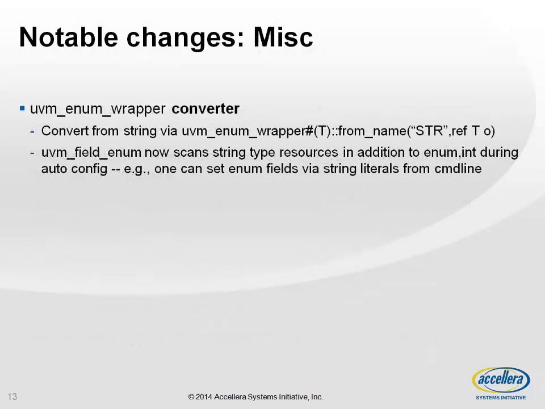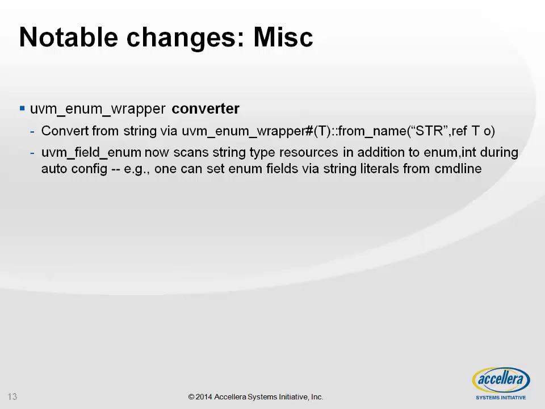There's an additional class called a UVM enum wrapper. Going from an enum to a string is pretty easy, right? You just call enum instance.name. Going the other way around takes a little bit more. Going from a string to an enum, this class will do that for you.